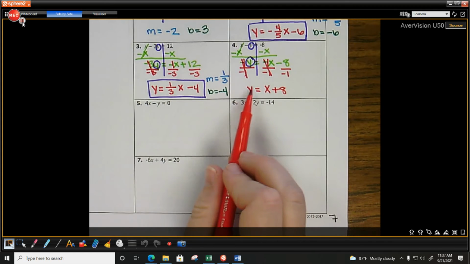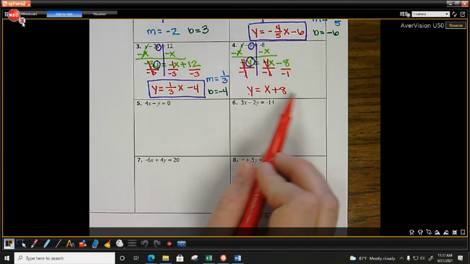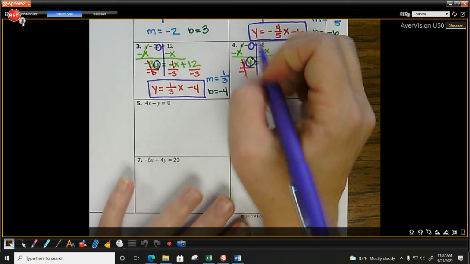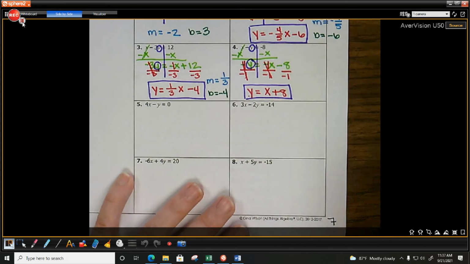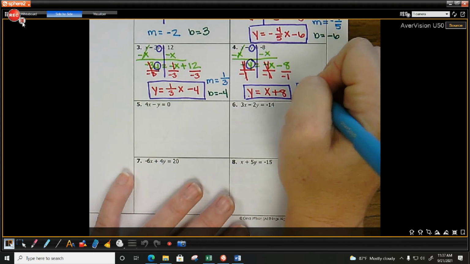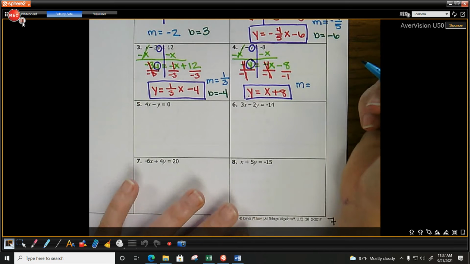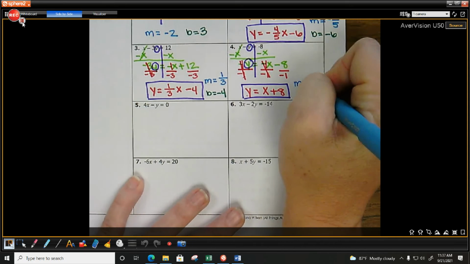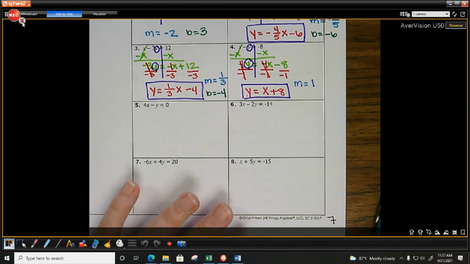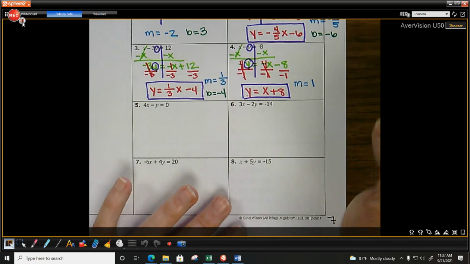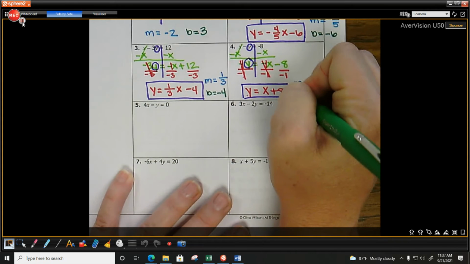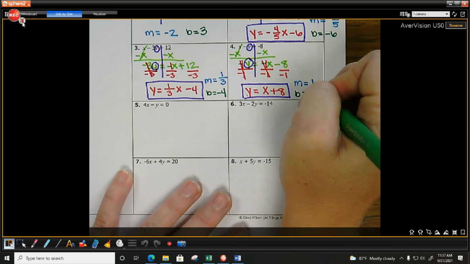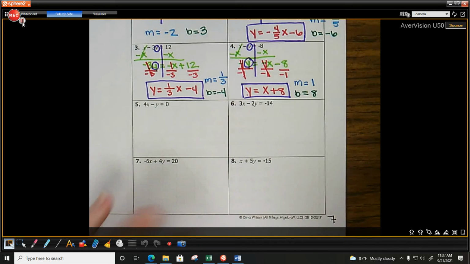Yes, what is my m? Your m is a number. And we don't include the x, it's just 1. It's your coefficient of x, but when we identify what our slope is, it's just the x's coefficient when you're in slope-intercept form. What is my b? 8. Okay, I think we need to do one more together before we move on to by ourselves. I don't feel like we 100% get it yet.